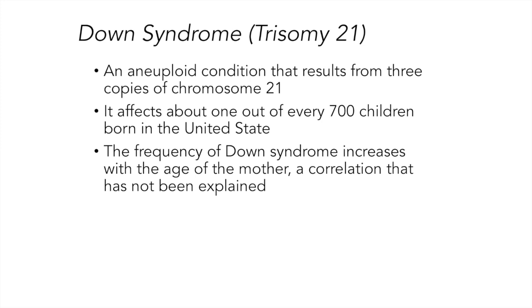And Down syndrome occurs when a zygote has 3 copies of chromosome 21. So this affects about 1 out of every 700 births in the United States. So that's about a fraction of a percentage.